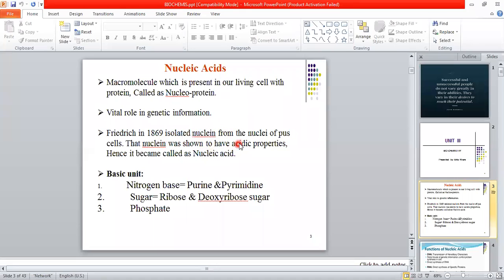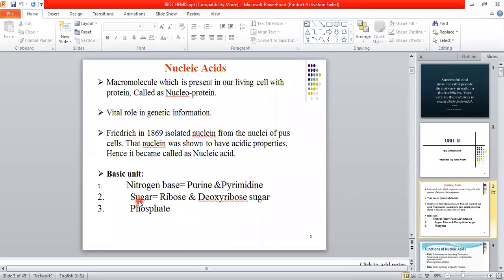He isolated this nuclein from the nuclei of the pus cell, which had an acidic property. That's why it became a nucleic acid. Next, a nucleic acid has mainly three basic units: base, sugar and phosphate. In nucleic acids, we will read about DNA and RNA. Both have a nitrogenous base, so you have to learn these three units: nitrogenous base, sugar and phosphate. Nitrogenous bases are of two types, purine and pyrimidine. Here we will discuss the biosynthesis of purine and pyrimidine bases.